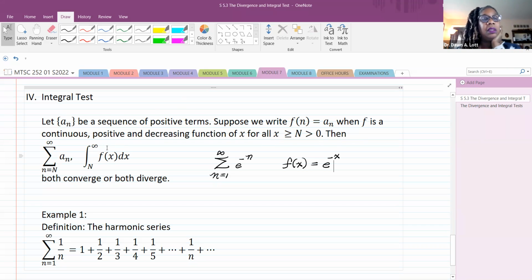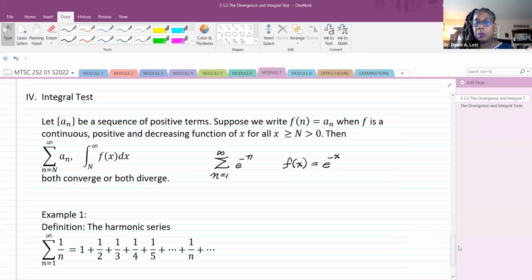Then we can say that the sum from some point capital N to infinity and the integral from that same point N to infinity of the function defined by a sub n either both converge or both diverge. So that's the integral test. The integral test says they either both converge or they both diverge. Okay.